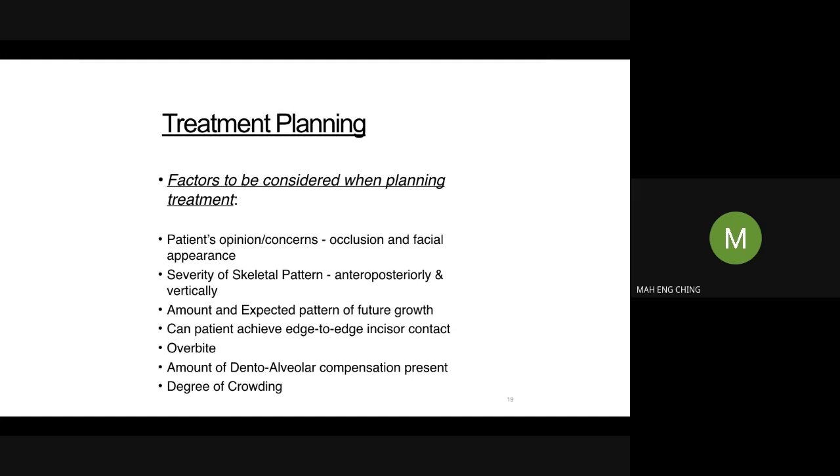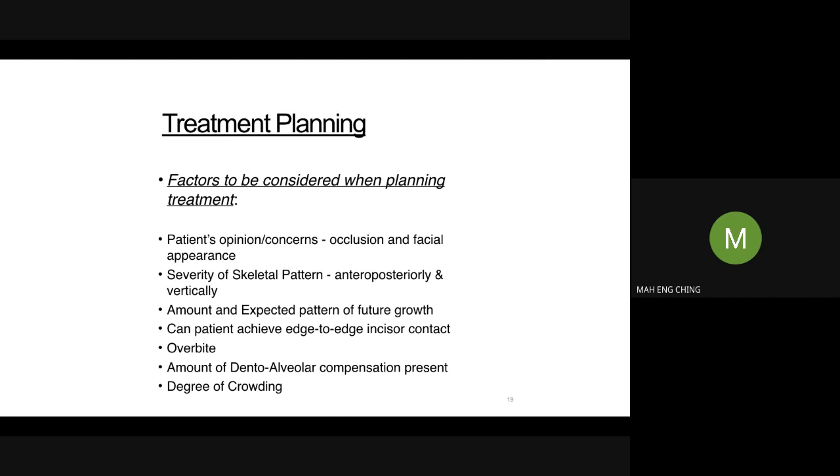But if the patient is not growing, then there's quite limited how much you can do for the class 3 malocclusion. So the amount and expected pattern of future growth, I have to take into consideration. In general, you have to remember that the mandible usually grows a bit more than the maxilla, which means the class 2 maybe have the chance to become less class 2, but class 3 they always become more class 3 because the mandible will grow more than the maxilla.